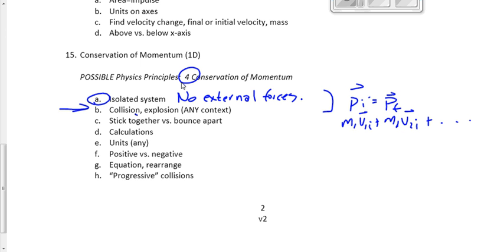If they stick together, then the masses combine, and we typically see it written like m1 v1i plus m2 v2i equals m vf, m being the combined mass. If they bounce apart, then we typically see it written as m1 v1f plus m2 v2f. Literally, just count the objects that you have before and after the collision or explosion, and put an mv term in for each of them.